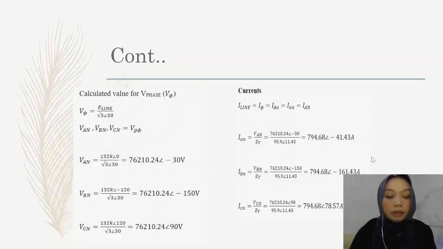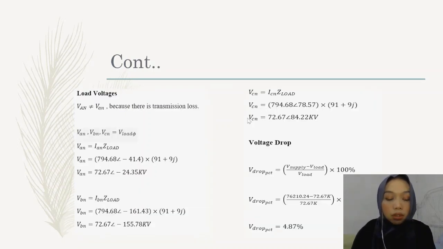Here is my calculated value of phase voltage for each line and also line currents. There is also the load voltage that I got, and the percentage of voltage drop for this project.